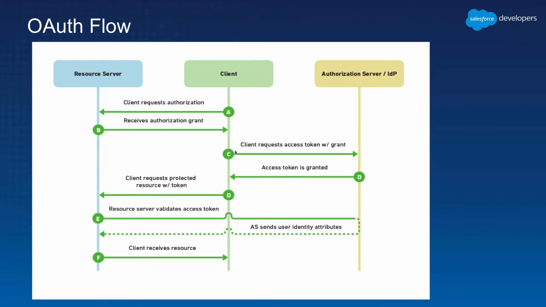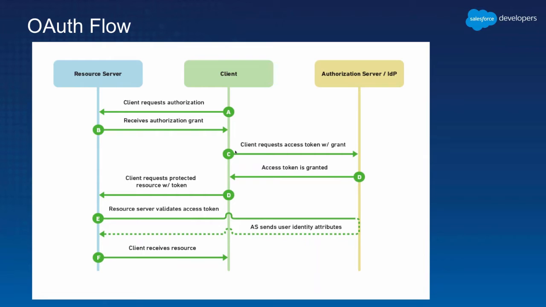When the resource server gets the request with the access token, it goes back to the auth server to make sure that the user identity attributes are validated. So the authorization server makes sure that the user identity is validated for that access token, and then it sends all the information that is required by the resource server. And the resource server sends the information back to the client.